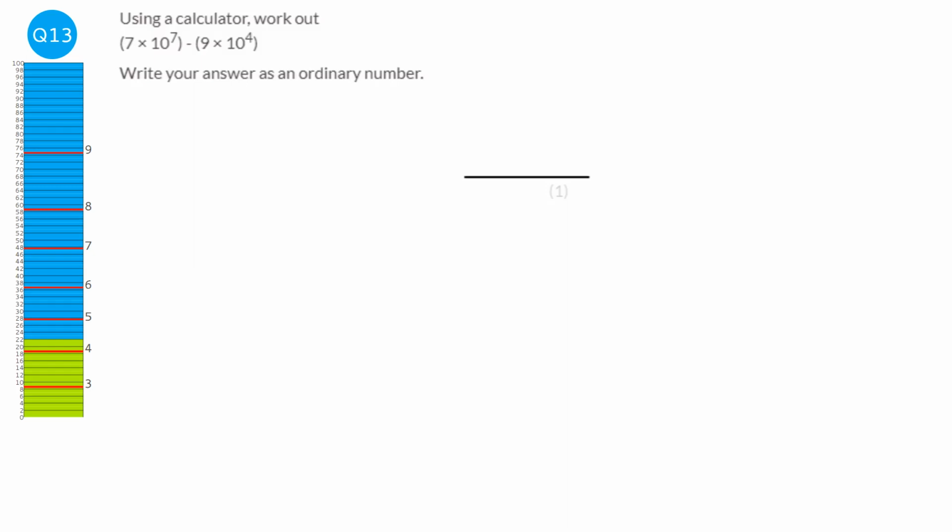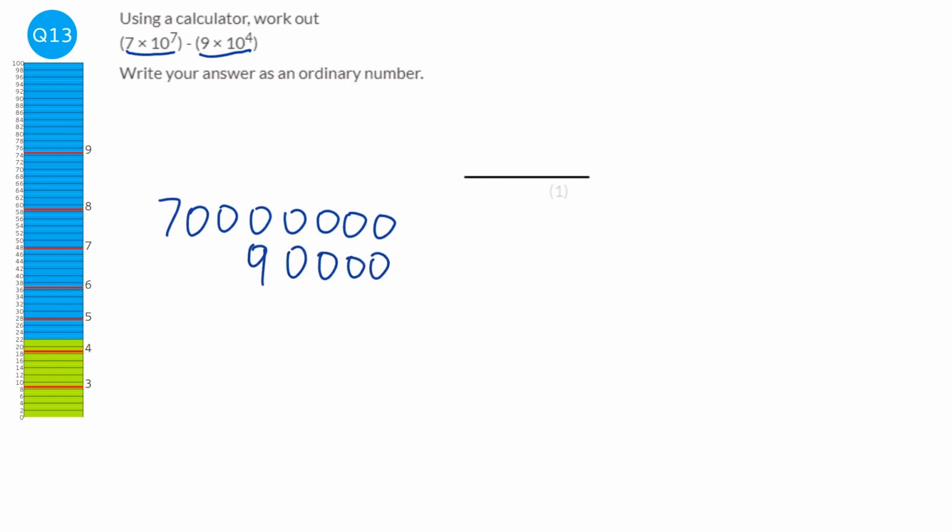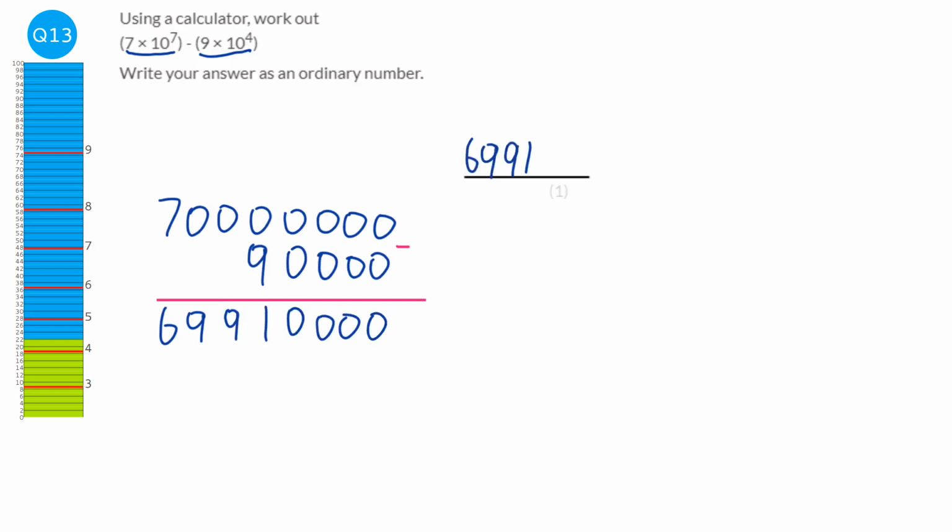So the only way of answering this question is to work out what these are as ordinary numbers. And so 7 times 10 to the power of 7 would be 7, 1, 2, 3, 4, 5, 6, 7. And 9 times 10 to the power of 4 would be 90,000. So that would be 9, 0, 0, 0, 0. And so we're just subtracting them like that. And so we'll get 6, 9, 9, 1, 0, 0, 0, 0. And obviously if this is on the calculator paper, just type it into your calculator.